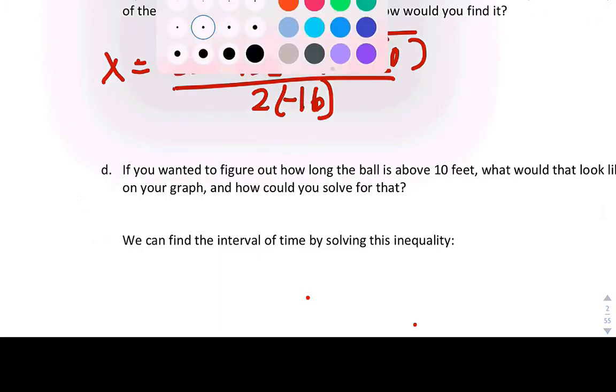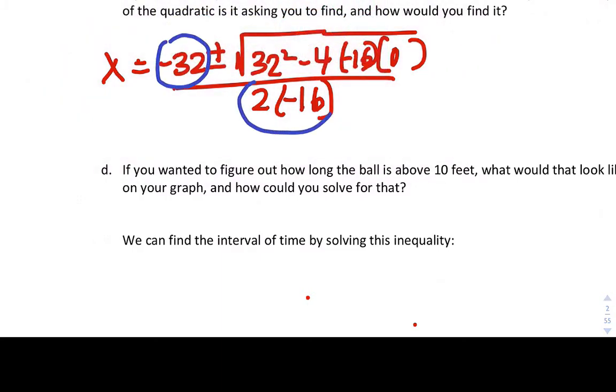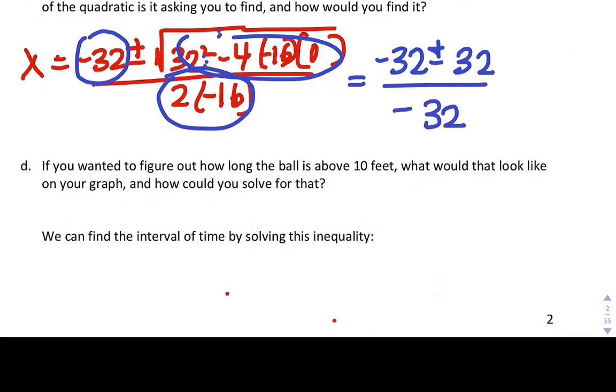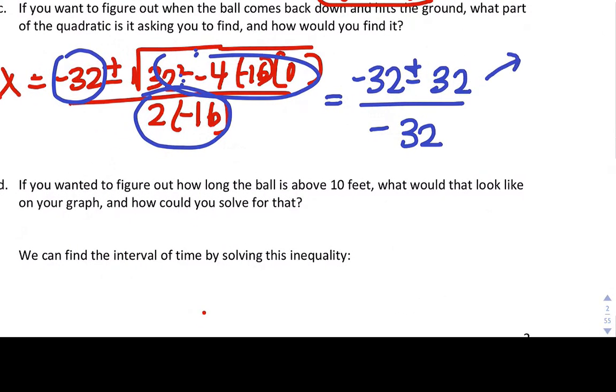Okay, figure out your 3 parts right here. So these 3 numbers I want to see calculated. So you have negative 32 plus or minus the square root of 32 squared, which is just 32. So really I should put 32 here. Because again, the squared and the square root here will cancel. All over negative 32. And we get two answers. Negative 32 plus 32 is 0. 0 divided by negative 32 is 0. So after 0 seconds. And then negative 32 minus 32 is negative 64. Divided by negative 32 is 2.